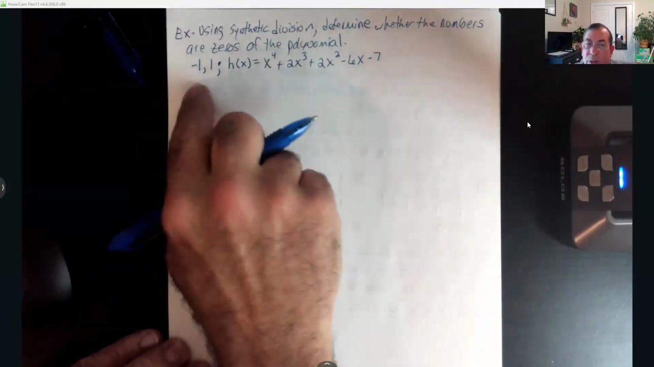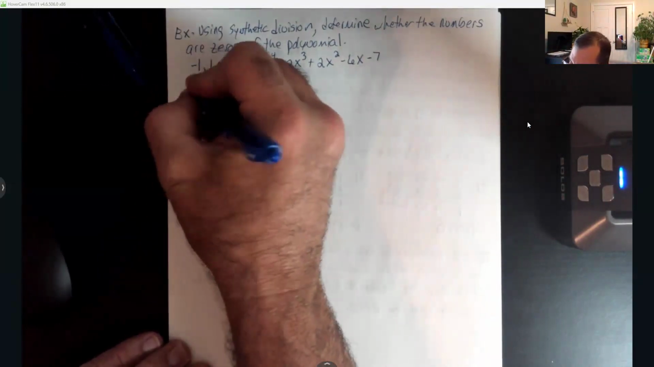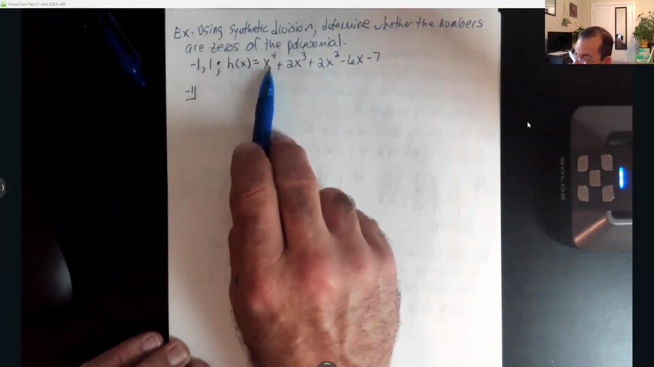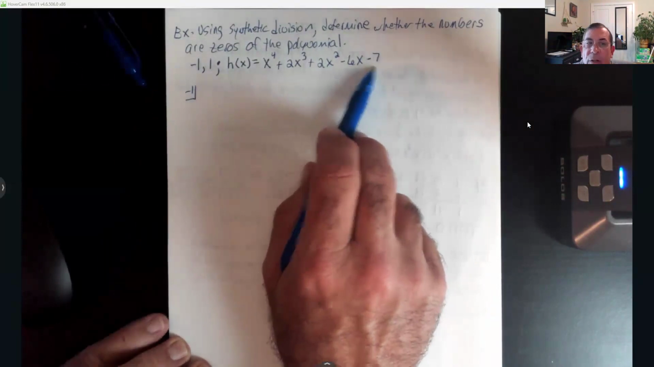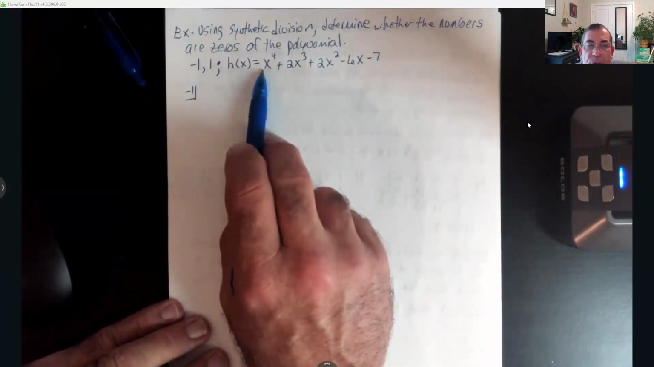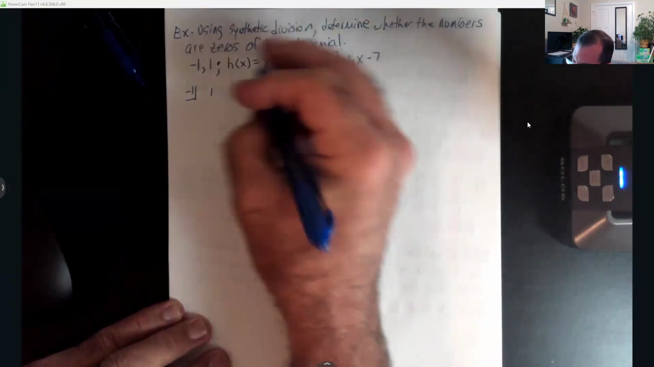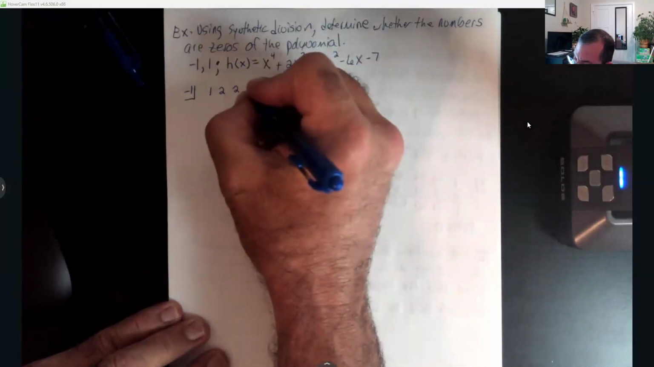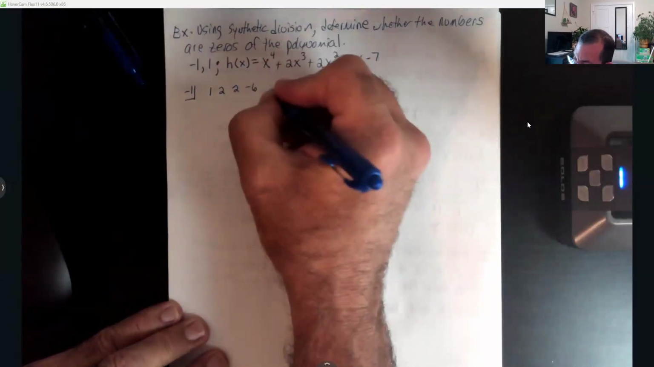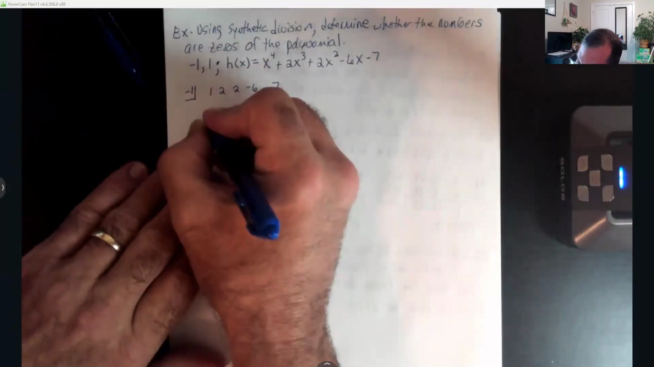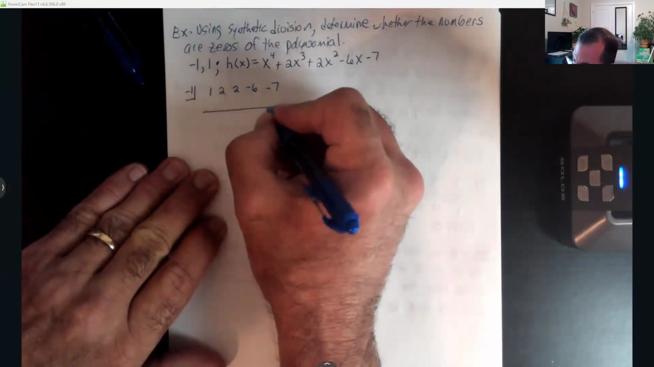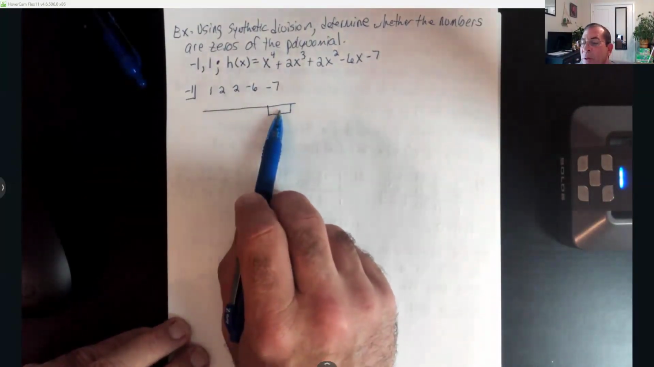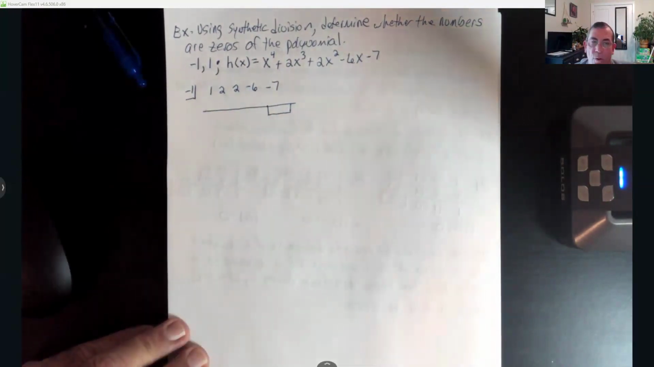Okay, so we'll check each one. So we'll start with -1. We'll write our coefficients. Notice nothing's missing. x to the fourth, x cubed, x squared, x and our number. So let's write down the numbers. We got a 1 for the x to the fourth, 2 for the x cubed, 2 for the x squared, -6 for the x, and then our -7. All right, then we're going to box up under that -7. So all we're looking for is a zero to put yes, okay? Any other answer, we're going to put no.